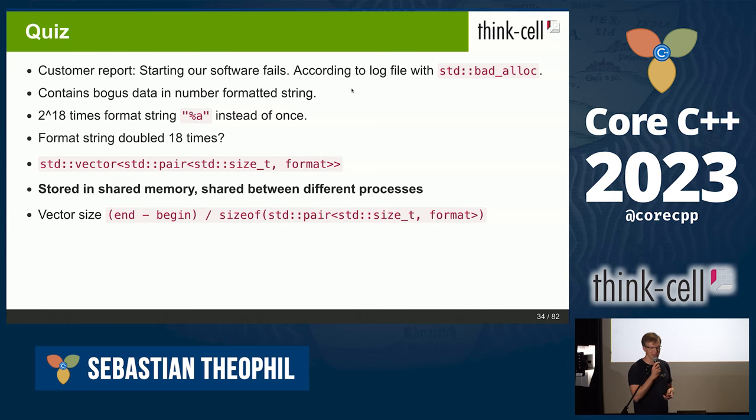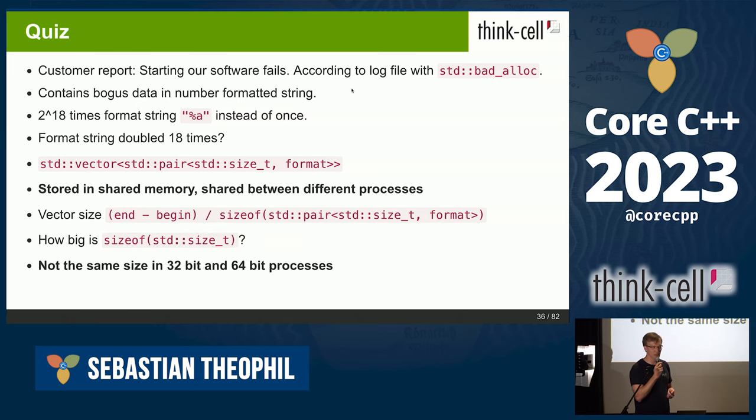So the right-hand side contains sizeof(size_t), specifically. Is that alarming to anybody? It might not be the same. It might not be the same, specifically, if you share the memory between 32-bit and 64-bit processes. Correct. That was indeed the cause. Why that doubled was now a bit of a random coincidence. But that was indeed the problem, yes.